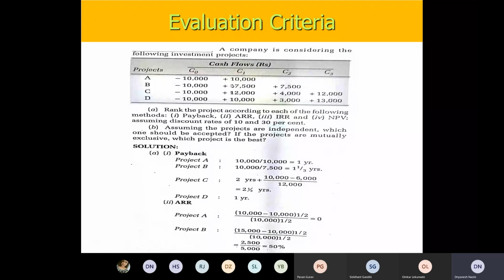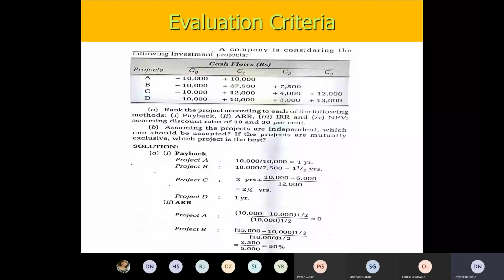Okay, so that is totally ignored in case of C and D projects. D also is giving you 13,000 in the third year. Okay, and there is some portion of project B also which is not taken into consideration. Once 10,000 is recovered, you don't give any attention to the future cash flow. So that is not the way of evaluating the true profitability of the projects.